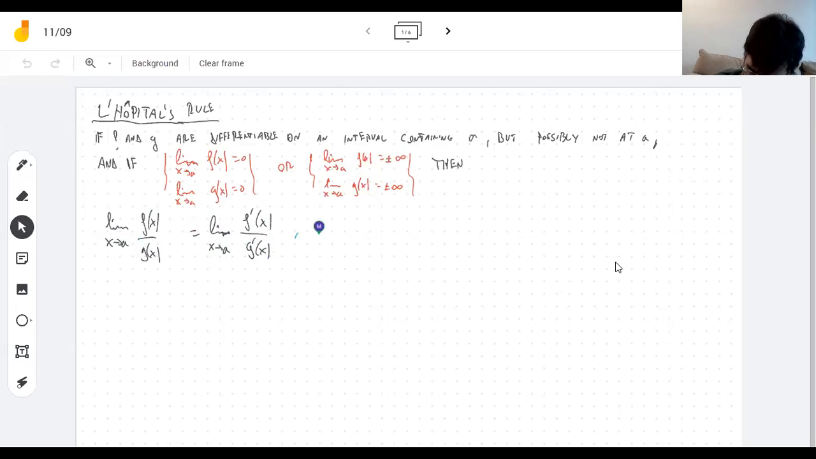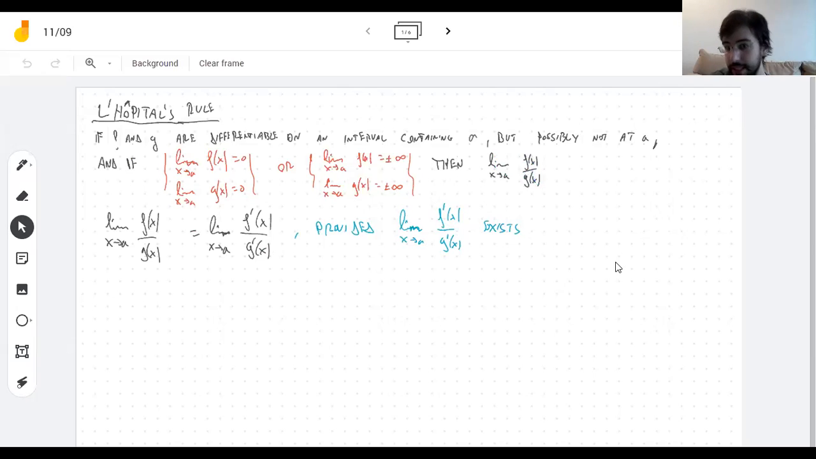So this is, of course, I can only say things are equal only if this limit exists, otherwise, what do I mean? But if the limit of the derivatives divided together exists, then the original limit exists. And I guess that the denominator can't be zero a bunch of times. Otherwise, I can't even compute the limit. So this is L'Hôpital's rule.